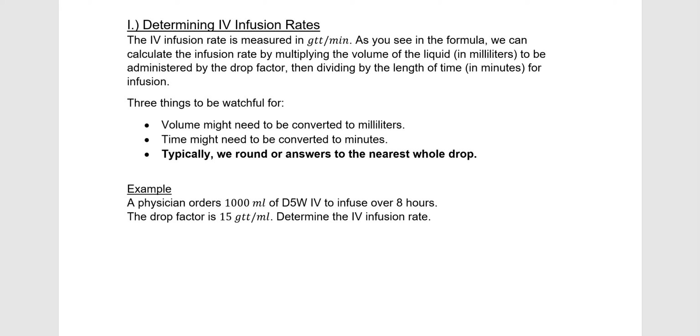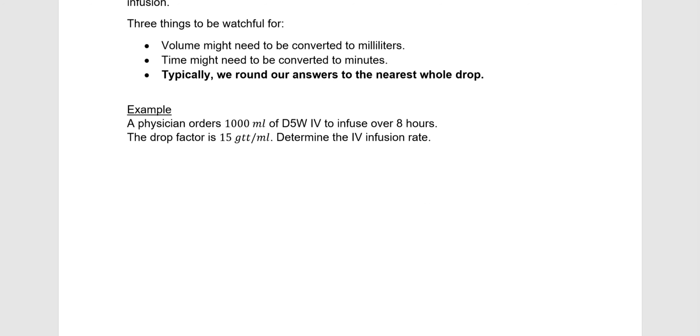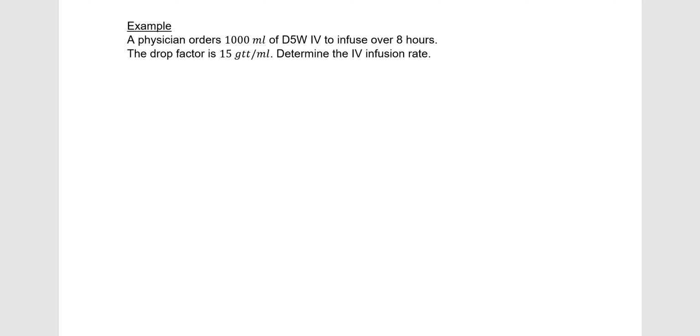So things we have to watch out for: we might have to convert the volume to milliliters, we might have to convert the time to minutes, and typically what we're going to be doing is round our answers to the nearest whole drop. Okay, so let's do a couple examples here. A physician orders 1,000 milliliters of D5W IV to infuse over 8 hours. So as a reminder, the D5W is 5% dextrose in water. We're given the drop factor of 15 drops per milliliter. We want to determine the IV infusion rate.